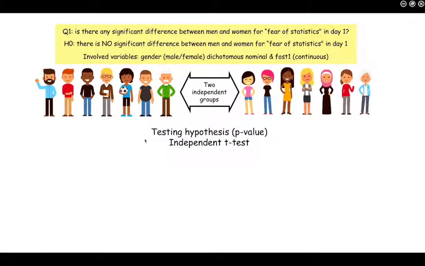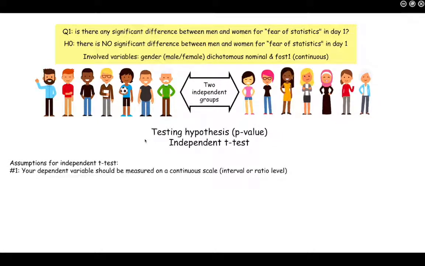When we choose a test to analyze the data, part of the process involves checking the assumptions that are required for valid results. For independent t-tests, there are six different assumptions that we should keep in mind. Assumption number one is that your dependent variable should be measured on a continuous scale. It can be interval or ratio level. Here we have the scale of fear of statistics. This is our dependent variable, so assumption number one is okay.